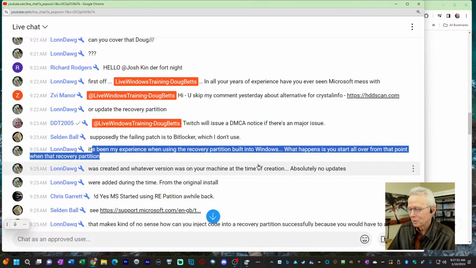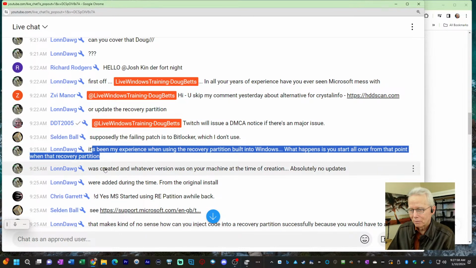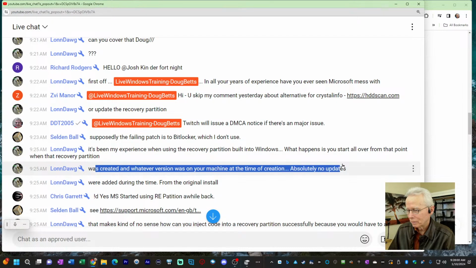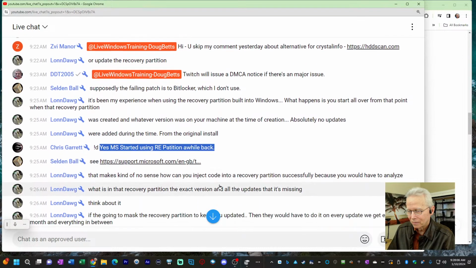It's been my experience when using the recovery partition built into Windows that what happens is you start all over from that point. When that recovery partition was created, at whatever version your machine was at that time, absolutely no updates were added during the time from the original install.